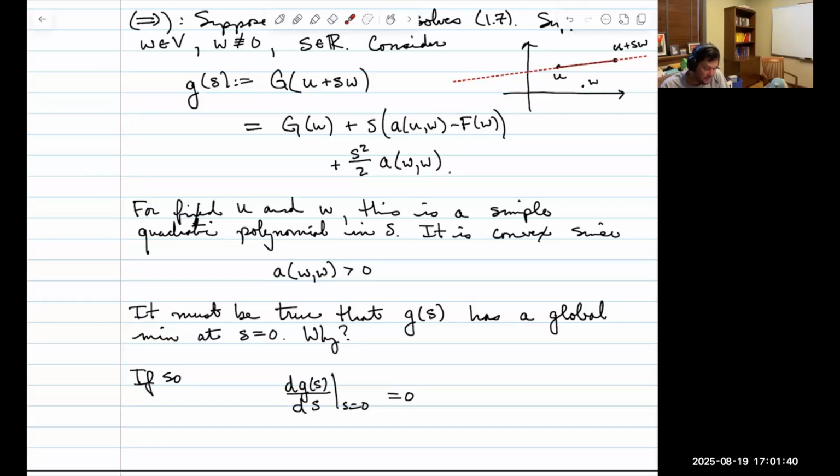So what do I know then? Well, this is a smooth function of S. In fact, it's the nicest kind of smooth function of S. It's a polynomial. So that means if it has a global minimizer at S equals 0, which we know it must, because U is the global minimizer of G, then it must be true that if we take the derivative of G with respect to S and set S equal to 0, we must get 0. That's just the derivative test, right? It's just a derivative test from calculus.